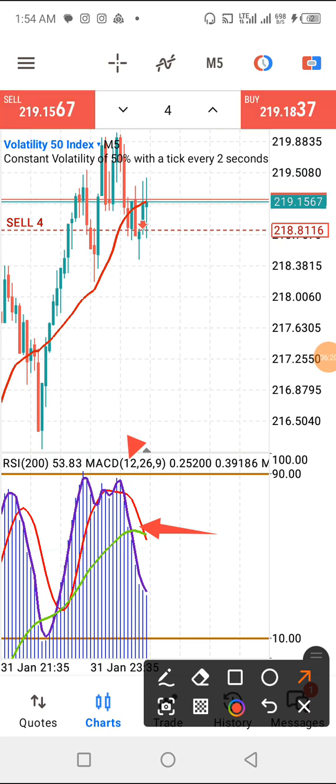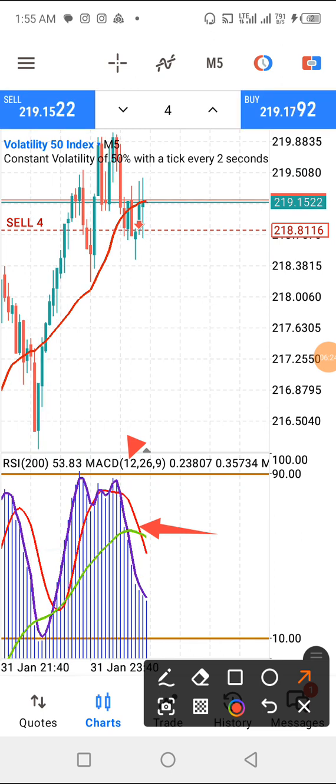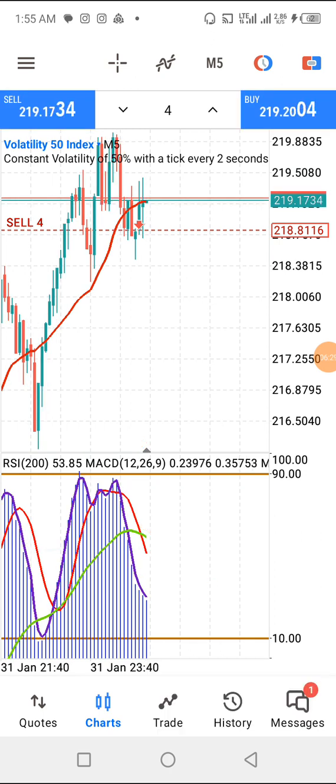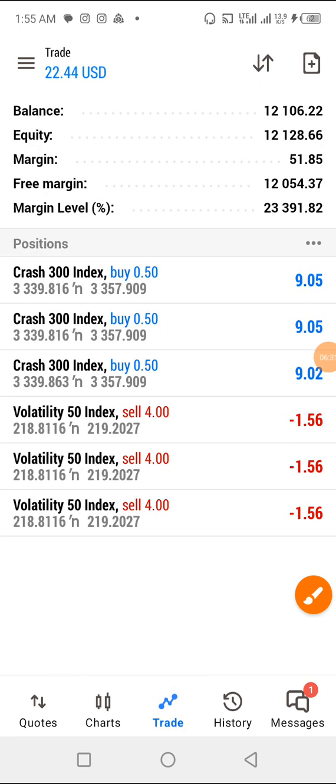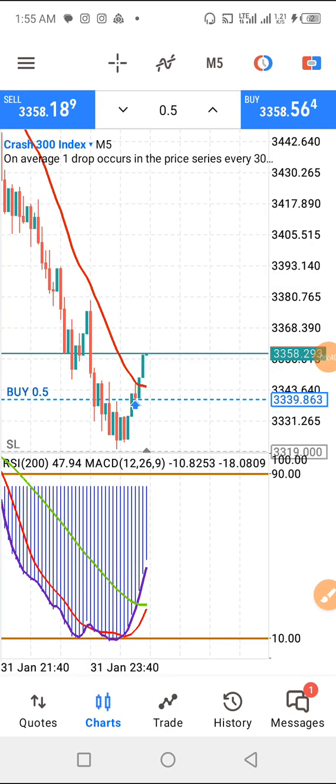But always do your analysis and have an area of stop loss. Don't open more than one trade so that you don't lose your entire account. But when you check the chart of Crash 300, you notice that the conditions were met properly. That is why it is giving us what we needed. By now, we should scalp and close our trade.